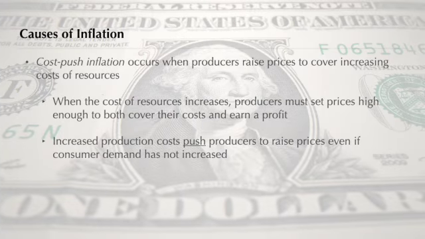When producers raise prices to cover higher resource costs, cost push inflation results. As noted in Lesson 4, resource costs are one of the determinants of supply. Producers must set prices high enough to cover their costs and to earn a profit. Thus, increased production costs push producers to raise prices even if demand has not increased.